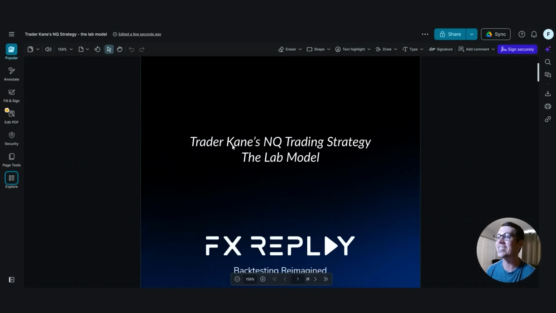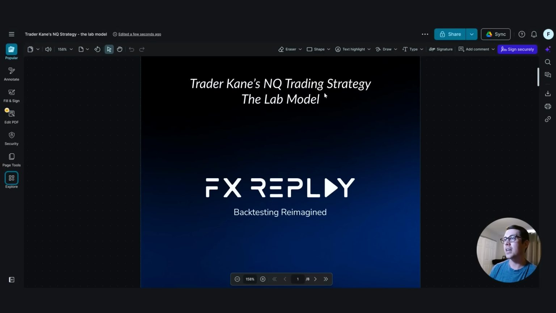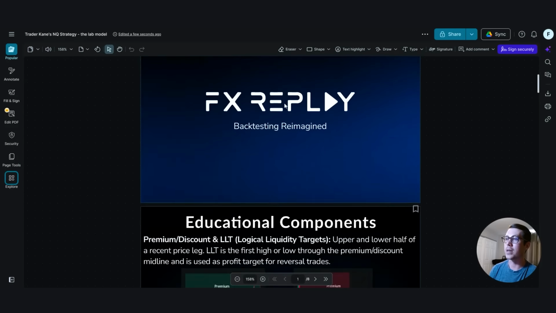So yeah, let's dive into it. This is Trader Kane's NQ trading strategy, aka the lab model. He's got a trading group, the lab. Obviously, if you want to go to the source, I've picked up as much as I can from totally free, publicly available info, but I'm sure there are a few nuances you might get if you really want to explore it a little more.